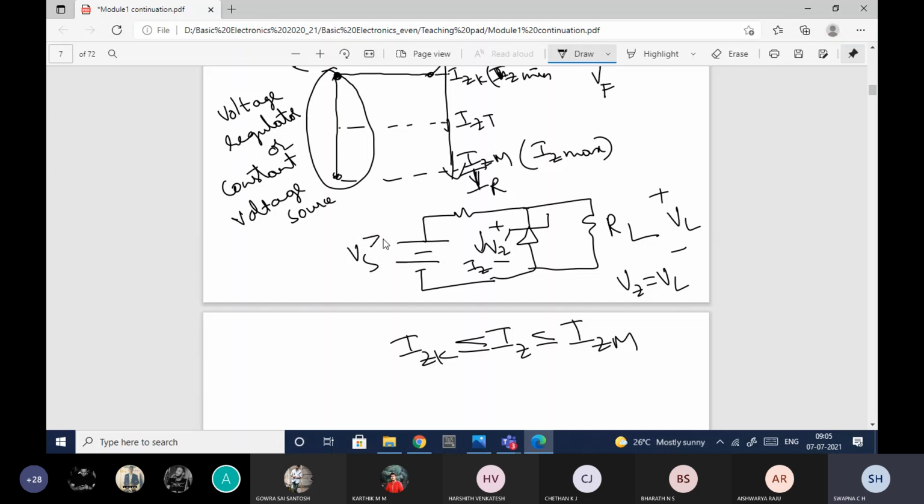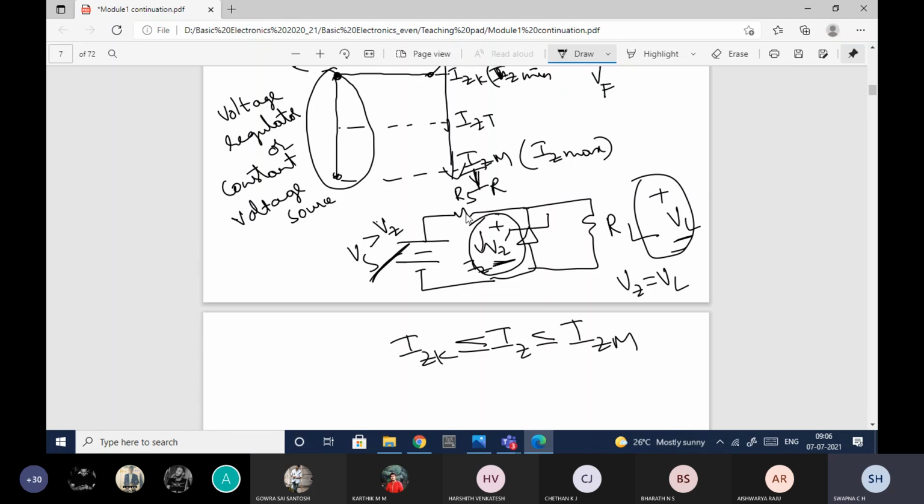VS should always be greater than or equal to VZ. Generally we take VS much higher than the Zener breakdown voltage, which is specified by the manufacturer. If you want to maintain constant voltage across the load, then VZ and VL should be made equal. This will hold only when VS is greater than VZ. Whatever supply you provide should always be greater than the Zener breakdown voltage. And here you will have RS in series with the supply voltage.